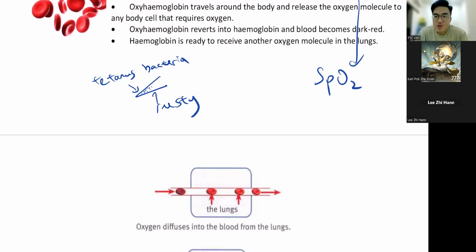So it's nothing to do with the rust, it's to do with the bacteria. It's not that our body rejects the rust; we reject the bacteria. It's the bacteria that makes us sick.